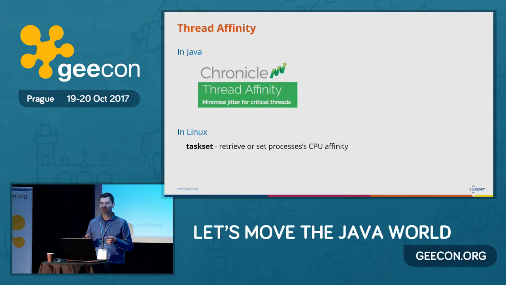In Java, there are some libraries to do that. One of them is thread affinity. It's not very natural because Java acts at a higher abstraction level. In C++, C, Linux, it comes very easy to do this thread affinity stuff.